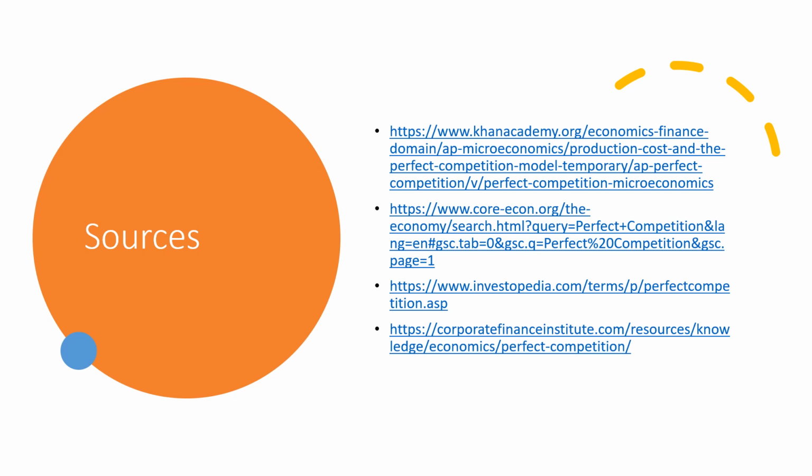And these are the sources that I used. I looked at Khan Academy for a few videos on the topic, so you get a good knowledge of what perfect competition was. Then I looked into Wikipedia for some terms and found another source.